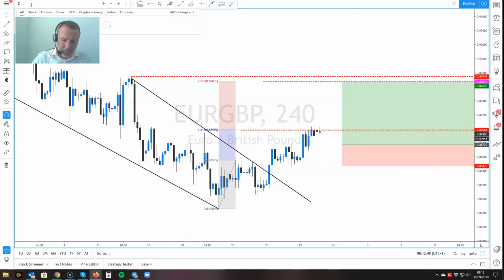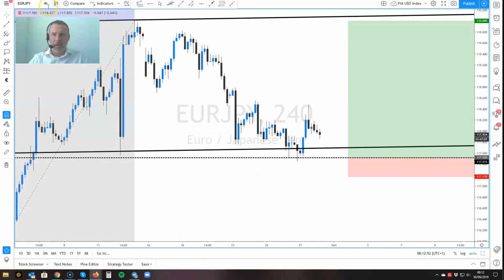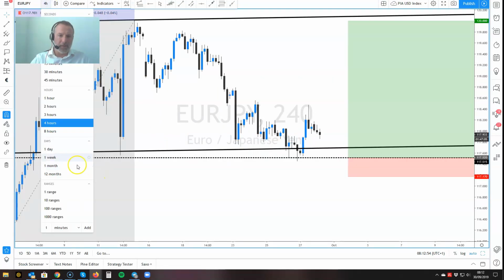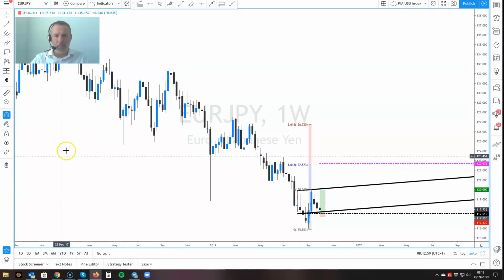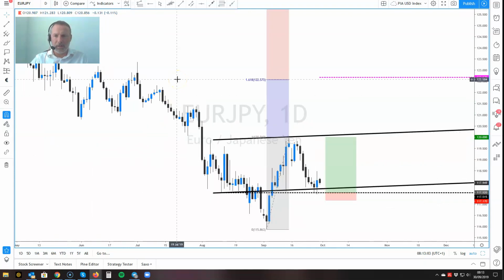Euro yen, and the last one we're going to look at in this video. Let's zoom out, and this is a long-term play for me, because remember, I'm looking at a possible mild move to the downside in dollar yen, so there is scope for dips in euro yen. However, I think the dominating currency in this cross is going to be the euro, or at least I'm hoping it's going to be, for a stronger move to the upside.